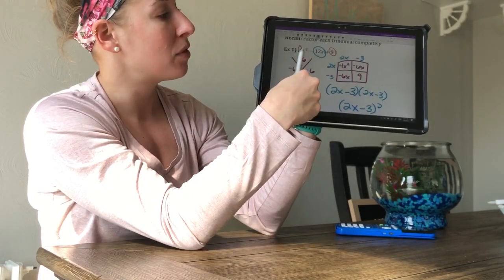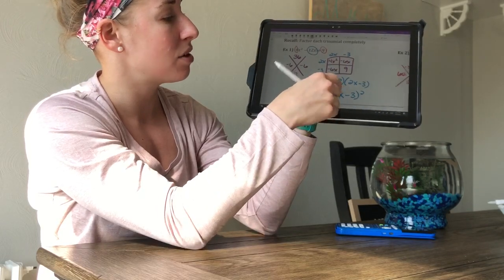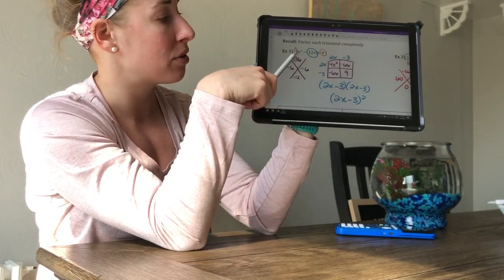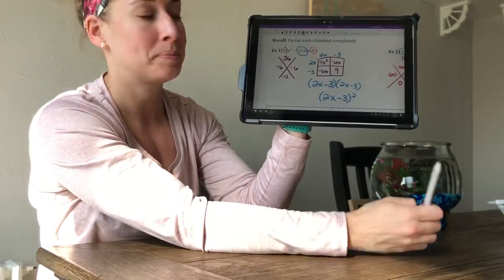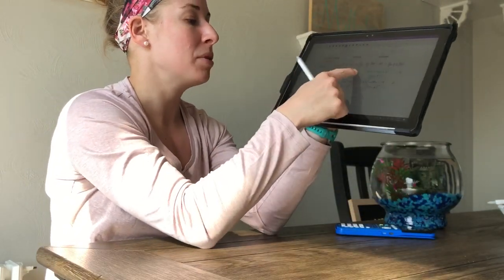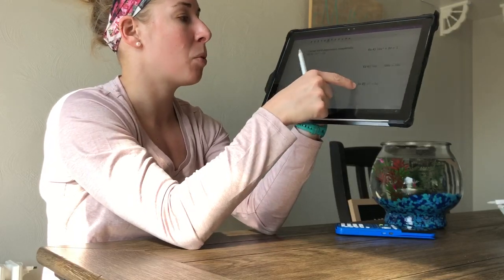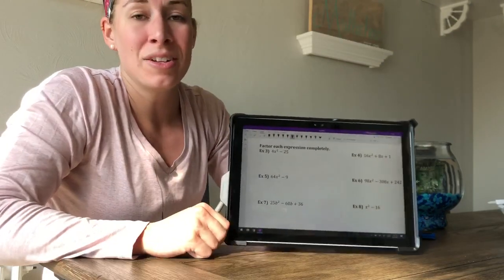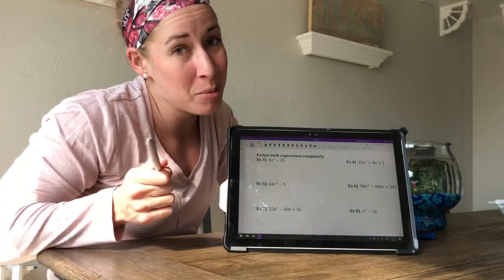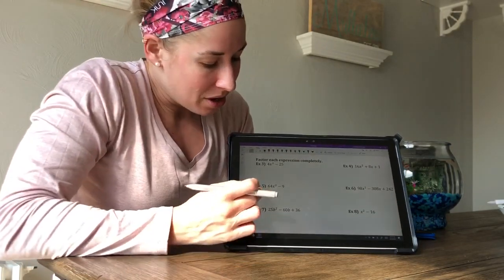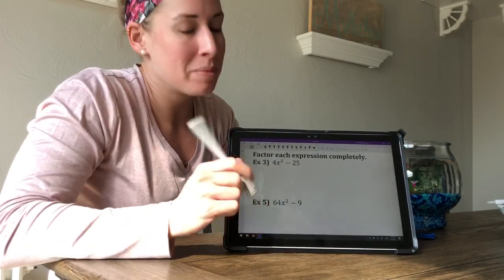So perfect square trinomial, first and last. Notice 2x is the square root of 4x squared. 3 is the square root of 9, and it's a subtraction sign. Okay, so some examples. Example number 1, you should be able to identify what the pattern is, but also always look for that common monomial too. So 4x squared minus 25.